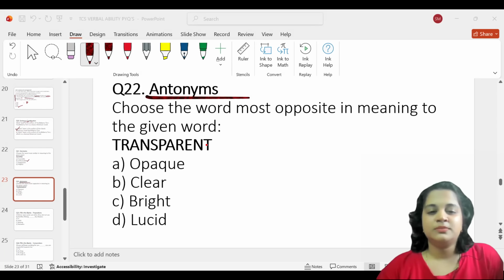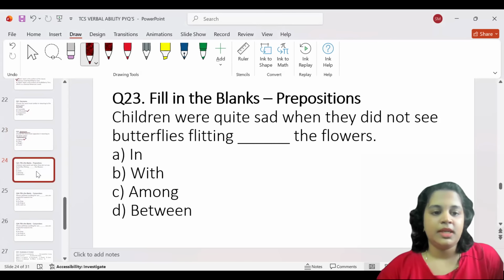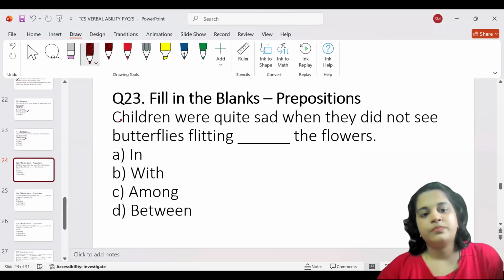So the antonym, what is the meaning for transparent? It's something which is clear to see. So the antonym or the opposite would be opaque. Opaque is the antonym for the word transparent. Let's go to the next one.